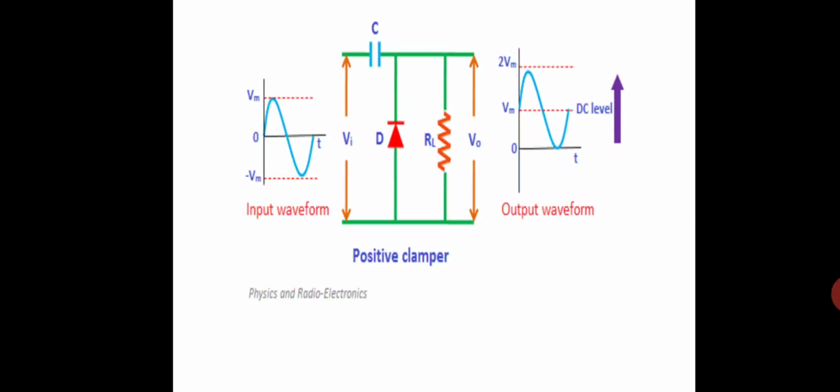So there are different circuits for clippers and clampers, and their working is actually somewhat different, but the circuit construction is the same, only a capacitor charge and discharge problem in the circuits. In clipper circuits we do not use a battery, but in clamper circuits we use a battery.